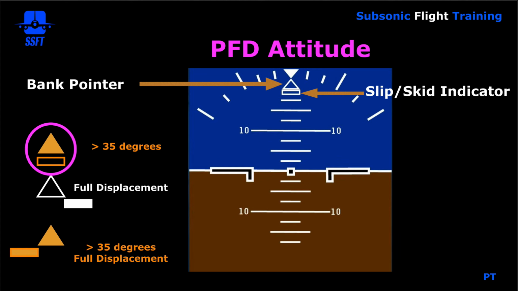If we bank more than 35 degrees, the bank pointer will turn amber. And if we happen to get greater than 35 degrees and we have full displacement of the slip skid indicator, the slip skid indicator again would fill in solid, but it would also be amber because the bank angle is greater than 35 degrees.